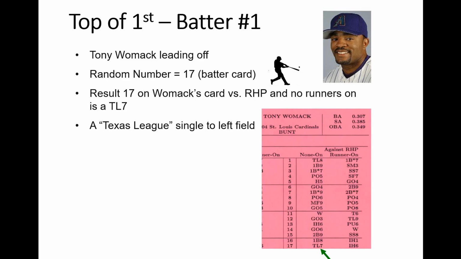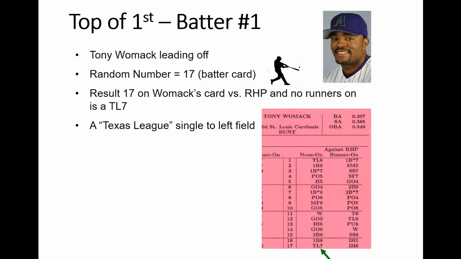So we have the Cardinals are the visitors, and we have Tony Womack leading off for the Cardinals. The results in ballpark baseball are generated using random numbers 1 to 50. There's different ways you can generate those random numbers. I suppose you could work up some dice to do that. Regardless, I'll just refer to these as random numbers or dice rolls.